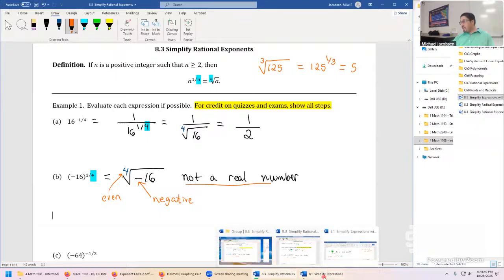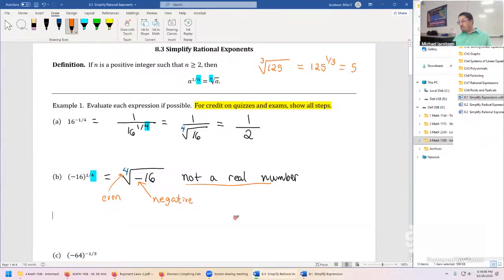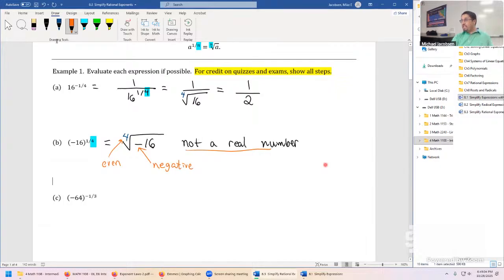Other thing we explored in the last section, 8.1, was if there's a negative, but the index is odd, this one is a real number. This one is defined, and we can say what it is. So seeing the negative here in view of what happened in part B is concerning, but that's a cube root if the denominator is 3, so we can compute this one exactly. So let's try out this one next. So major idea is that 3 there tells us we're taking a cube root.